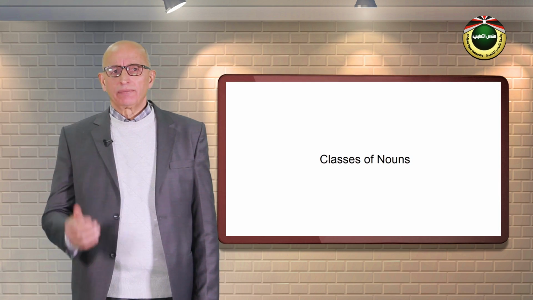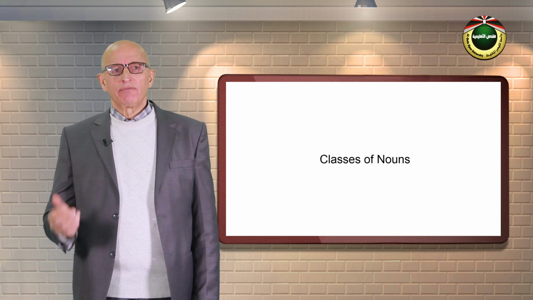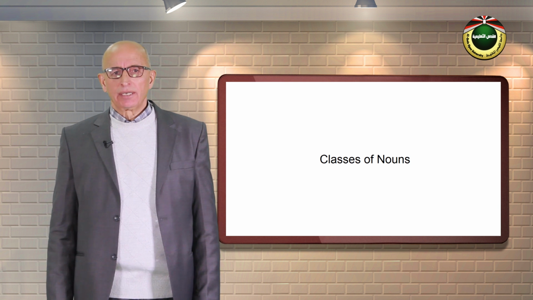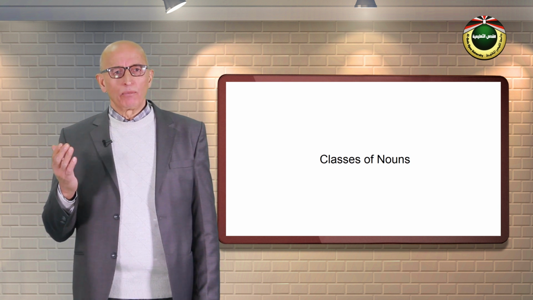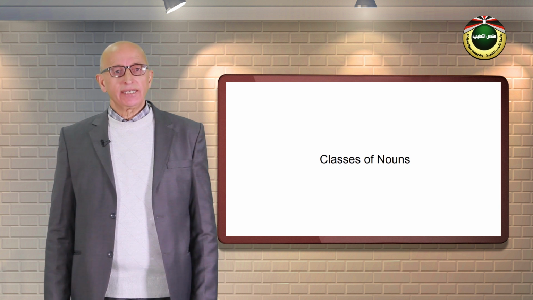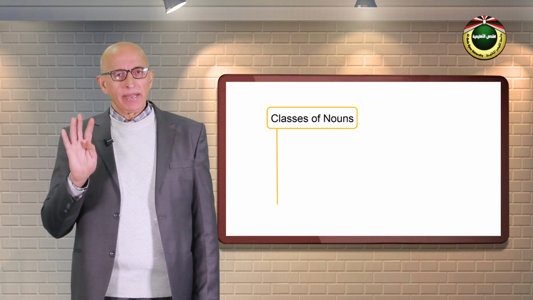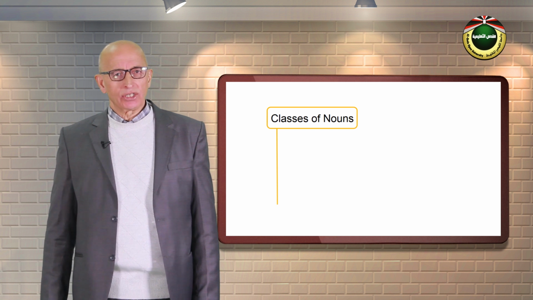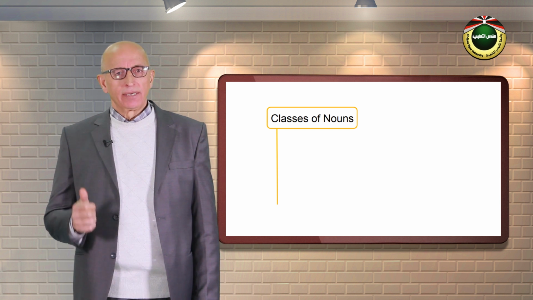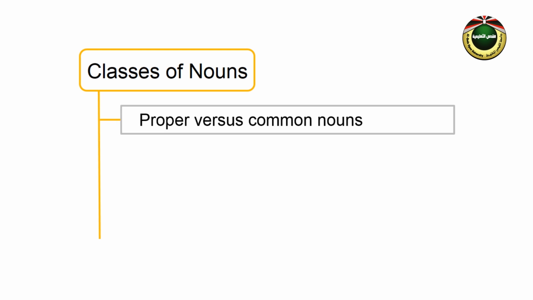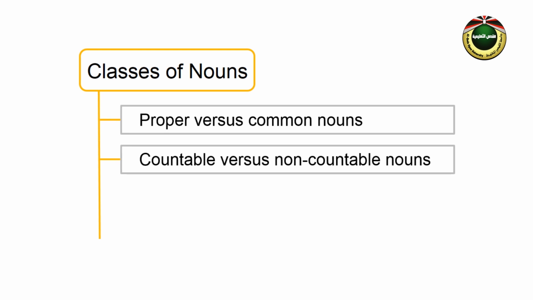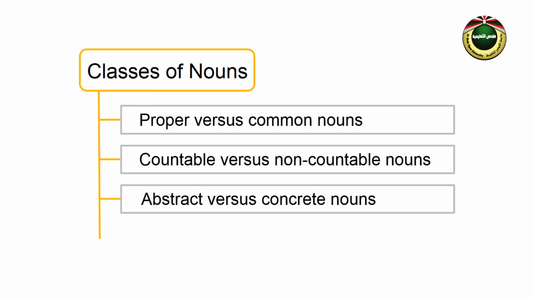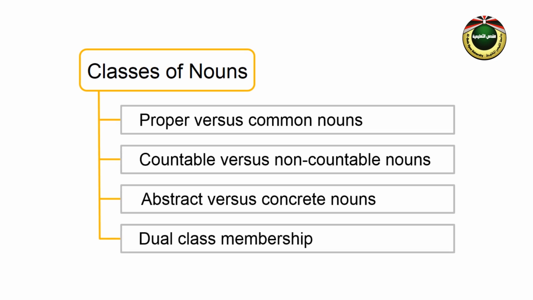Classes of nouns. Nouns can be divided into different classes depending on the angle from which we look at them. In this sense, there are 4 main types of nouns in English. They are the following. Number 1, proper versus common nouns. Number 2, countable versus non-countable nouns. Number 3, abstract versus concrete nouns. Number 4, dual class membership.